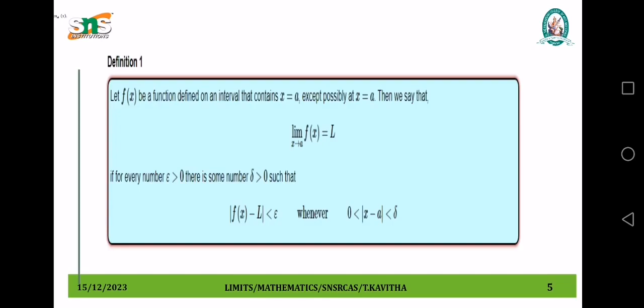And next we go on to the definition of limit. Let f of x be a function defined on an interval that contains x equal to a, except possibly at x equal to a. Then we say that limit x tends to a f of x is equal to L if for every number epsilon greater than 0, there is some number delta greater than 0 such that modulus of f of x minus L is less than epsilon whenever 0 is less than modulus of x minus a less than delta.